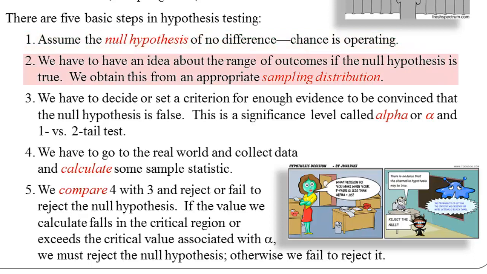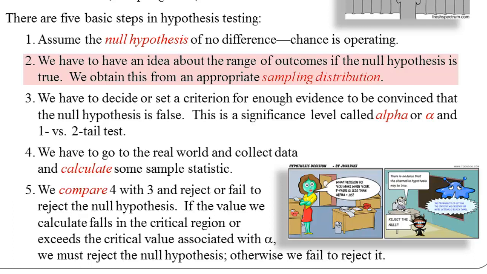Step number 2, you have to know what the range of outcomes looks like if the null hypothesis is true. You have to know what chance looks like. Now, if you think back to our central limits theorem discussion, you'll remember that I made the statement that the central limits theorem provides us a distribution, the sampling distribution, which is a picture of chance.